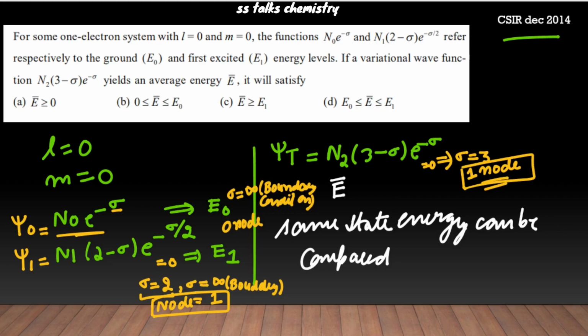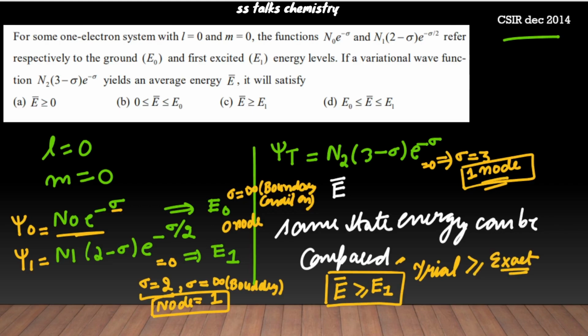Now the energy for the trial wave function that you obtain is always greater than or equal to the one of the same state, that is your E1. So this is going to be the relationship between these energies. The main thing was that the same state's energies you have to compare, and the trial energy is greater than or equal to the exact one. So in this scenario, E bar is greater than E1, so option C that is given will be the right answer.